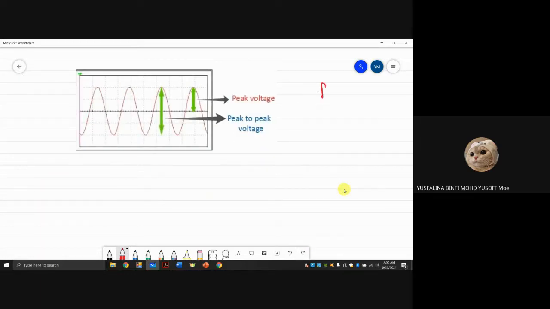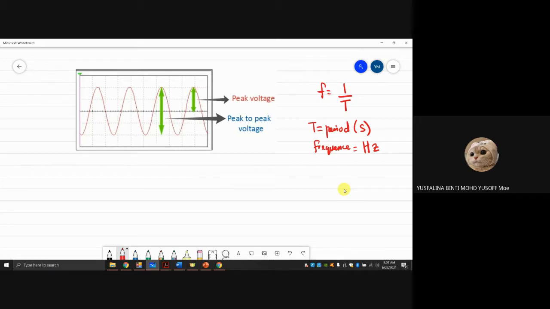Frequency is f equals 1 over T. So f is the frequency, T is the period, and the unit for it is second. And what is the unit for frequency? The unit is hertz, or sometimes we put Hz. The symbol for hertz is Hz. So that's the formula for frequency.